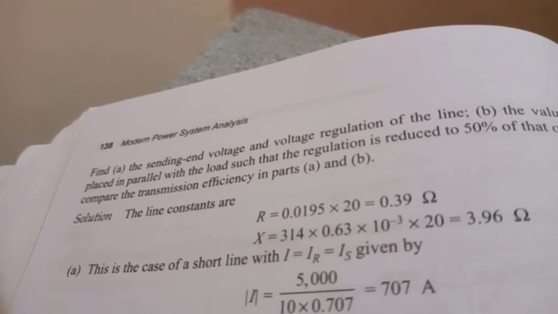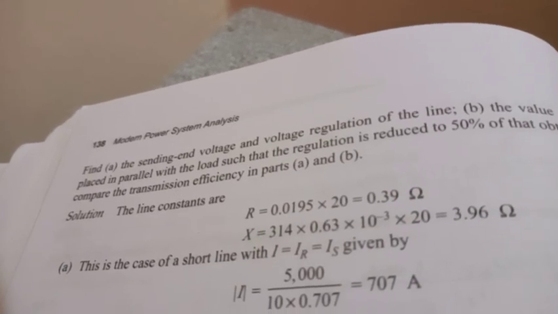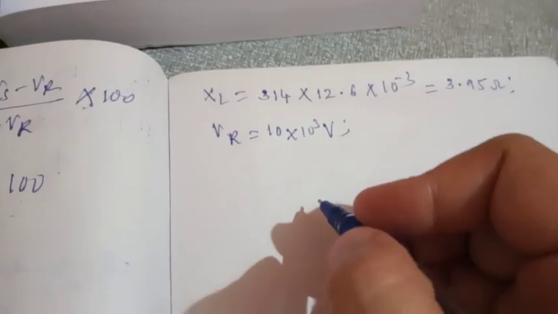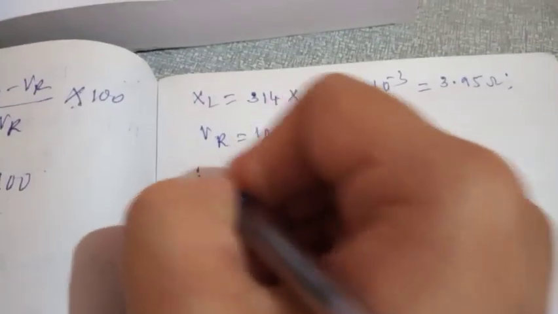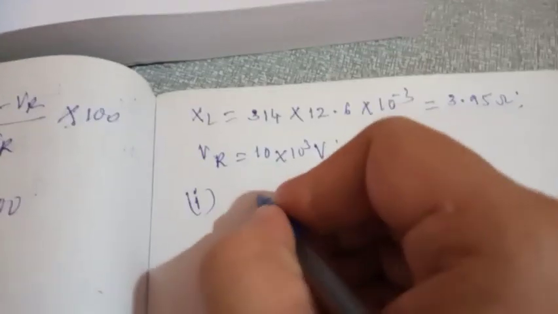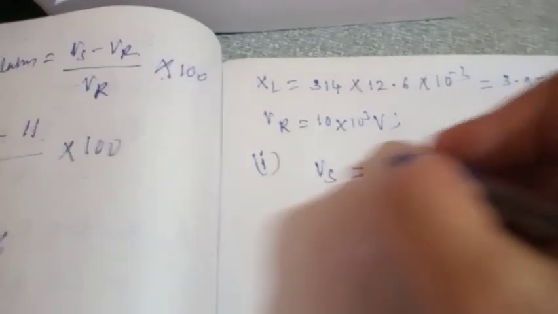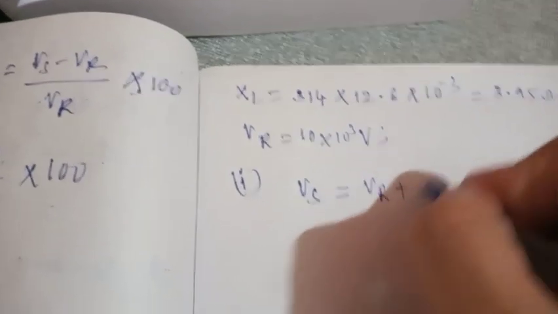No more data they have given. First we have to calculate the sending end voltage and the voltage regulation of the line. For the sending end voltage we have a formula, by looking into the vector diagram. Vs must be equal to Vr plus I into Z. Vs is equal to Vr plus I into Z, right?